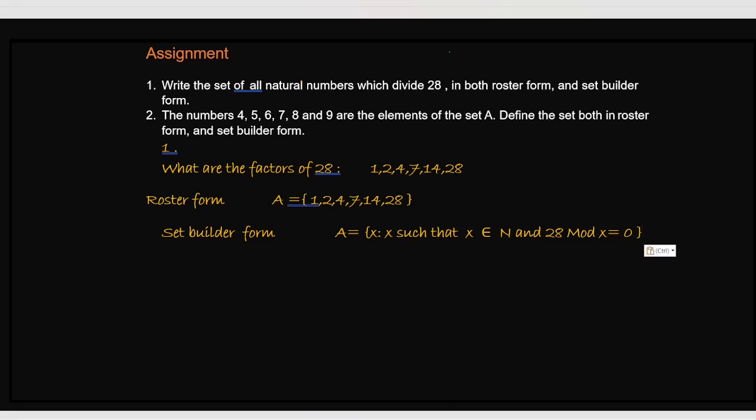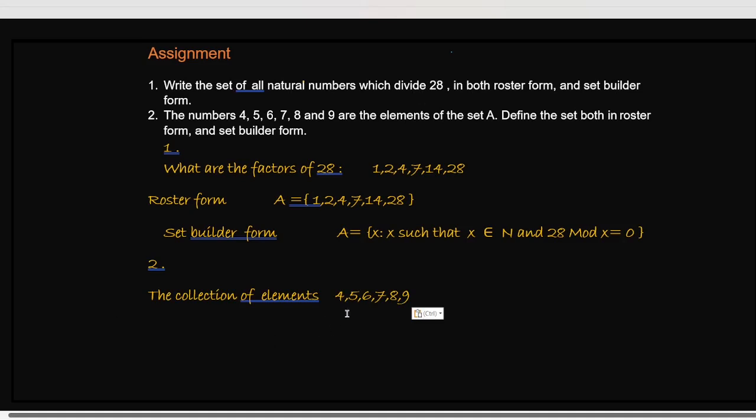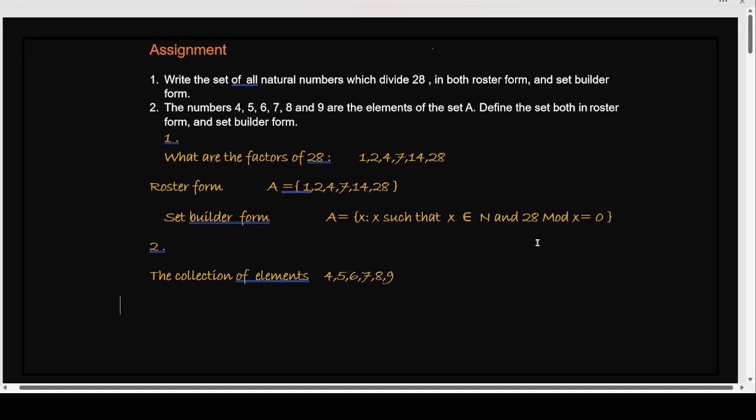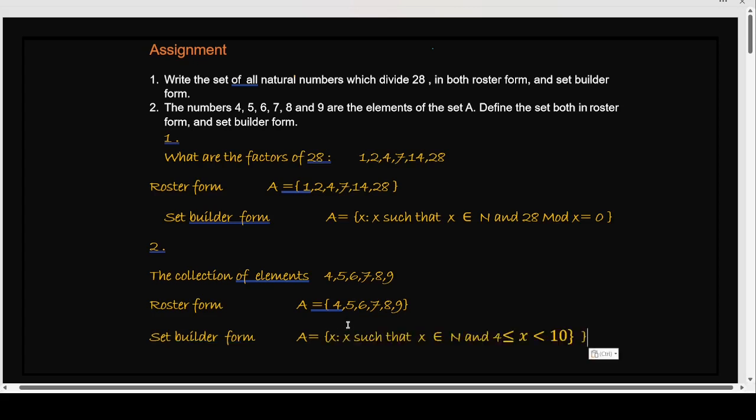Next, the second one. The collection of elements is 4, 5, 6, 7, 8, 9. In the roster form, it's pretty simple. You can write all the elements within the curly brackets. A equals {4, 5, 6, 7, 8, 9}. Next, in the set builder form, A equals, we will write it like this. We will describe the common property of all the elements within the curly brackets.